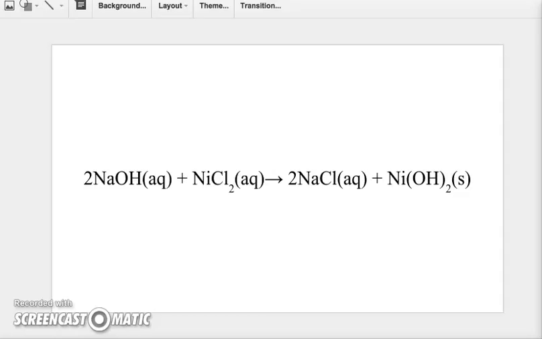We see that 2 moles of aqueous sodium hydroxide reacts with 1 mole of aqueous nickel chloride to produce 2 moles of aqueous sodium chloride and 1 mole of solid nickel hydroxide. The formation of this solid is the major indicator that the reaction we performed did in fact occur.